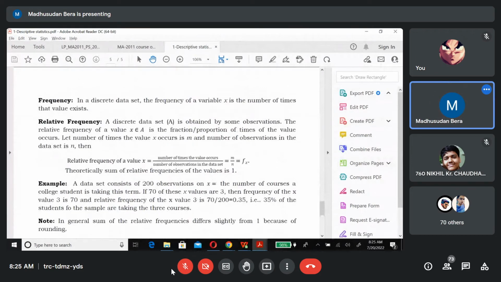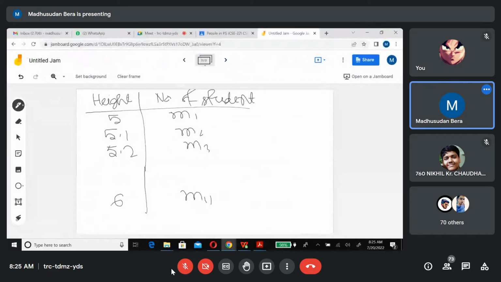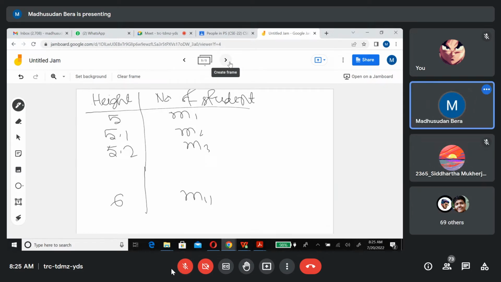One thing. Do you know what is frequency? Yes. How many times a thing occurs, that is frequency. So here, what is the frequency of the number of students of height 5 foot? M1. For 5.1 it is M2. That thing is called frequency.